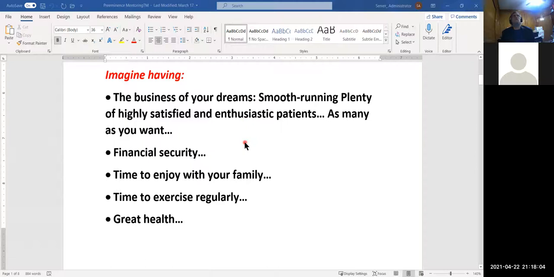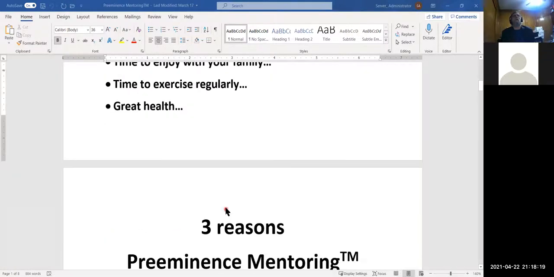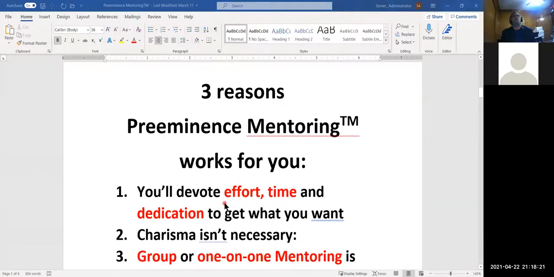It's your turn. Just close your eyes and imagine the business of your dreams, smooth running, plenty of highly satisfied and enthusiastic patients, as many as you want. Financial security, time to enjoy your family, time to exercise regularly, great health. You can have all those.